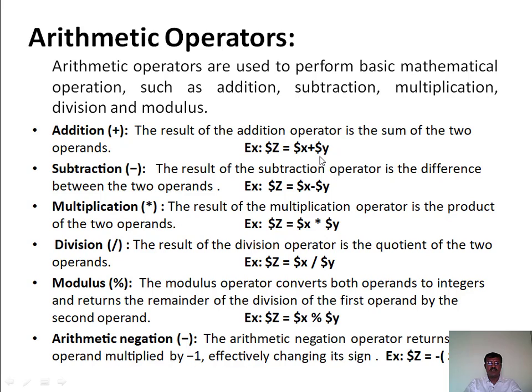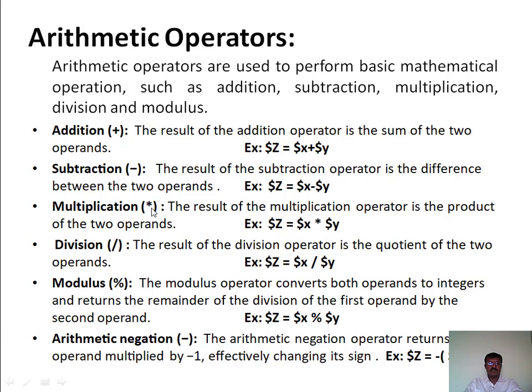Here is an example. Here I am using this addition operator to sum up the values of variable x and variable y that will be stored in variable z. Subtraction operator. Minus sign is used for your subtraction operator. The result of the subtraction operator is the difference between two operands. So it will return the difference of these two operands, that is variable x and variable y. The result will be stored in a variable z.